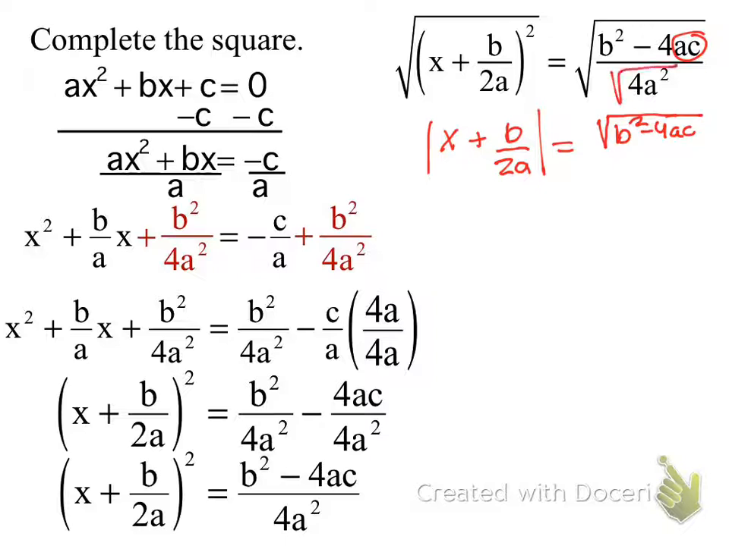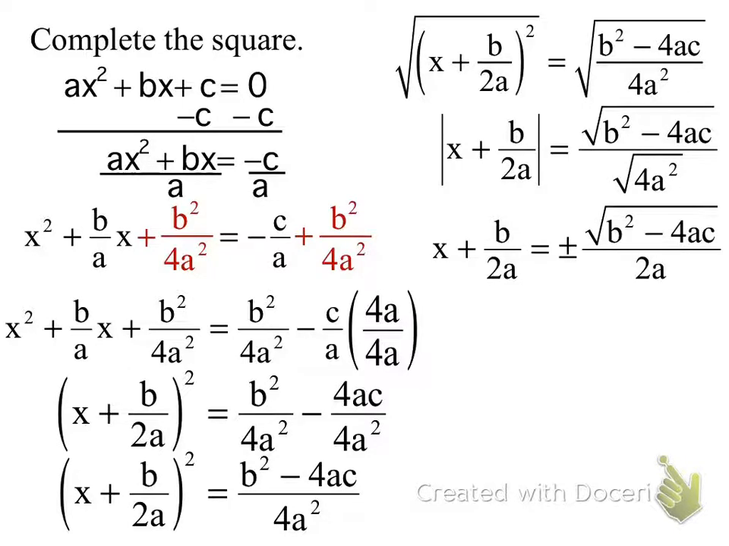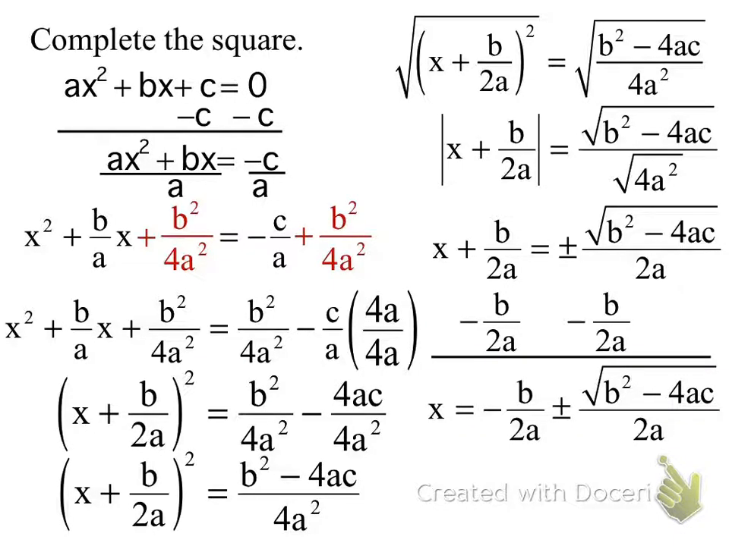And what's the square root of the denominator? Is 2a. So now to lose that, are you guys with me? Yes or no? Yes. To lose the absolute value, what do I have to do? Plus or minus. Okay, now what? Chris? How do I solve for x? We subtract b over 2a from both sides. And then we get x equals negative b over 2a plus or minus the square root of b squared minus 4ac over 2a.